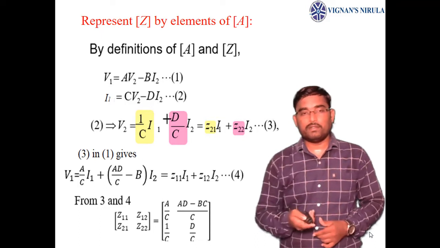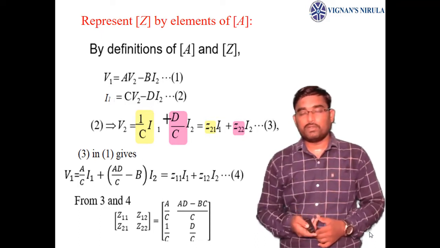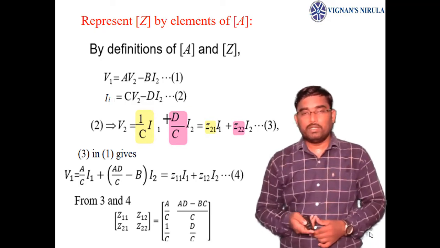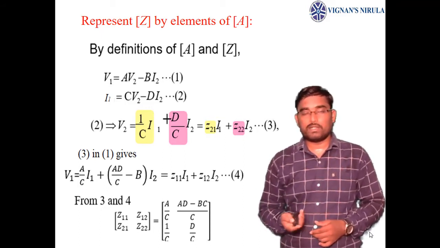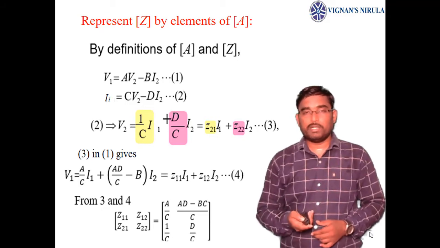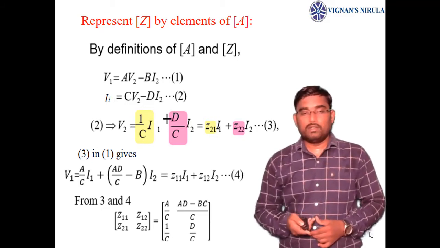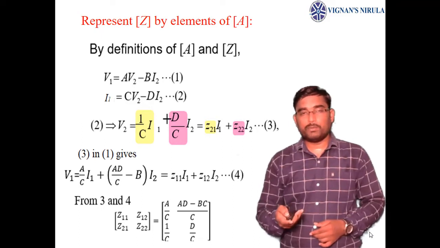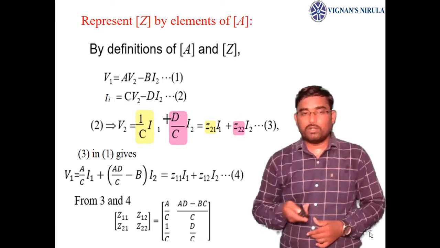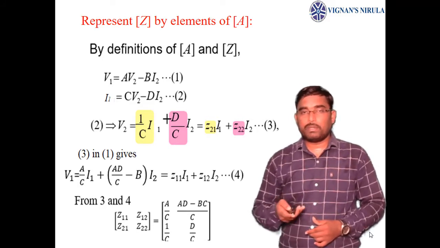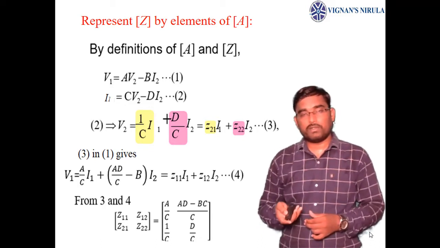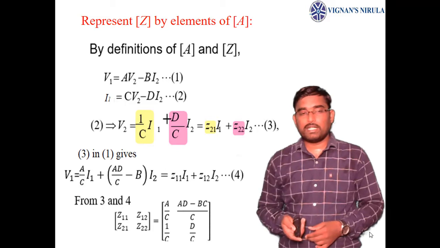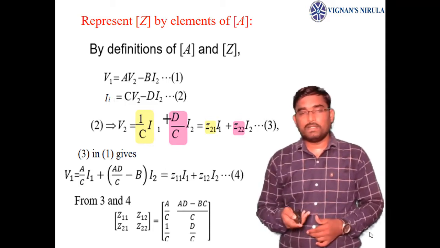Now putting equation 3 in equation 1, in the place of V2 we put 1 by C into I1 plus D by C into I2. Then V1 equals A by C into I1 plus, taking I2 as common, I2 into AD by C minus B. So V1 equals A by C into I1 plus AD by C minus B into I2. Now we have V1 in terms of I1, I2. Comparing this with the first equation of the z parametric equations, V1 equals Z11 I1 plus Z12 I2, we can directly write Z11 as A by C and Z12 as AD by C minus B.